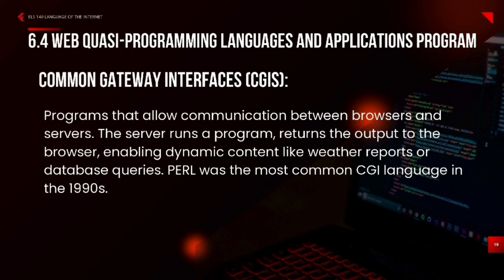The CGI program generates its output, typically in the form of HTML, CSS, or other web content, and sends it back to the web server via standard output. Lastly, server returns to browser. The web server then takes this output and sends it back to the user's browser, which renders the dynamic content.